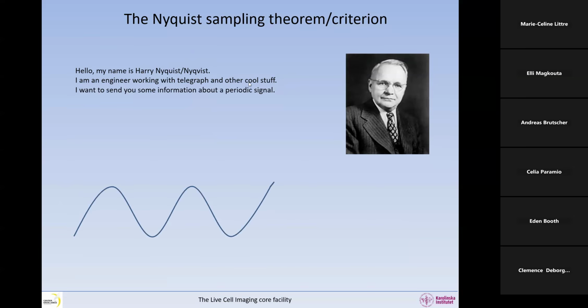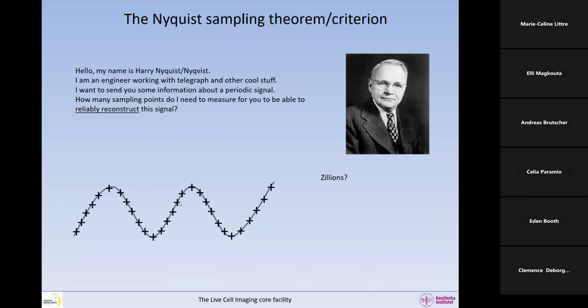But he was trying to figure out, if I have information like this that I want to send to you with my telegraph, a periodic signal, how am I going to send you this information? What do I need for you to understand it? How many sampling points do I need to measure along this line for you to be able to reliably reconstruct this signal? Do I take loads and loads of sampling points? Yes, it's fine. You will be able to reconstruct the signal reliably. But it takes a lot of time and it's a lot of data, right? So what is the minimum that we can take?